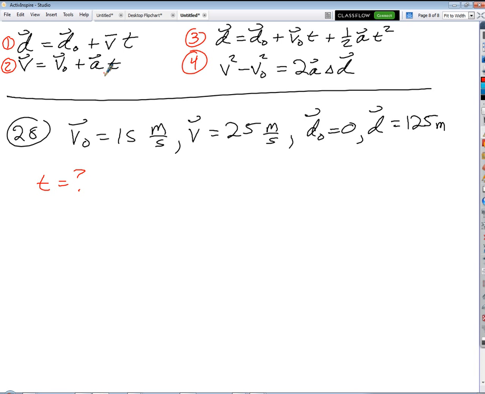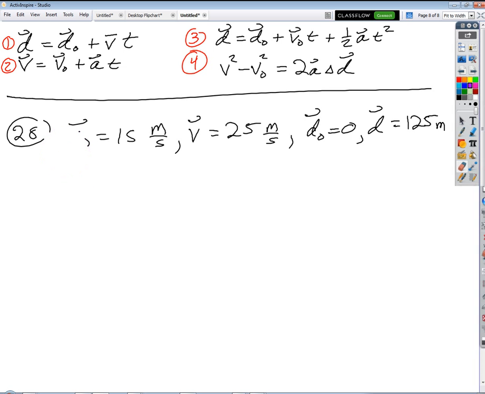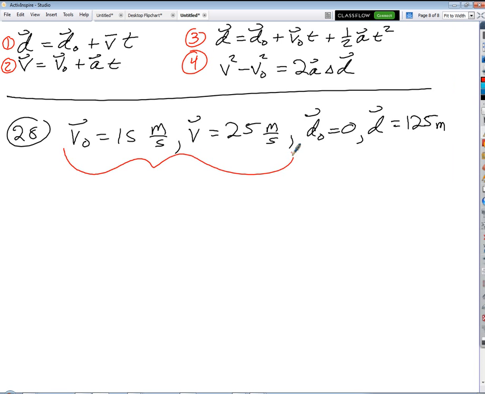What's the average velocity? Halfway between 15 and 25? 20. So then that's pretty simple. We know the initial position is 0. So we have the equation: final position, v naught is 0, leave it out, equals v bar t.